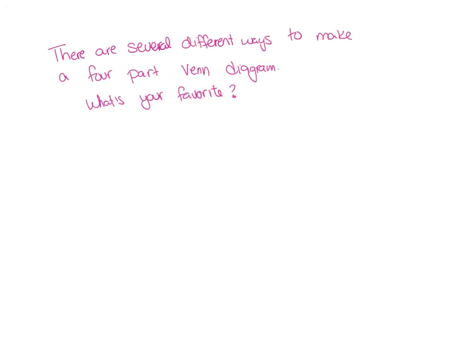And I want you to go and think about 4-part Venn diagrams. So you can Google these if you want, look at the different images. There's a couple different ways you can draw this and figure out what your favorite is, or see if you can come up with a way to draw a 4-part Venn diagram on your own. And we'll share those out in class.